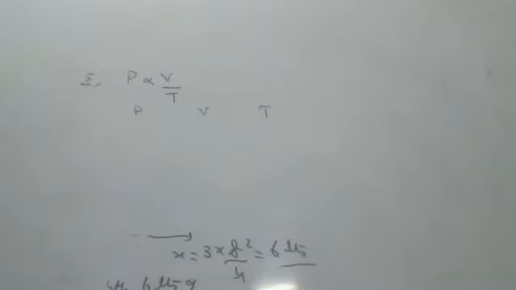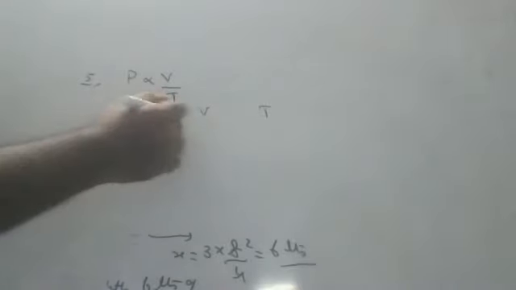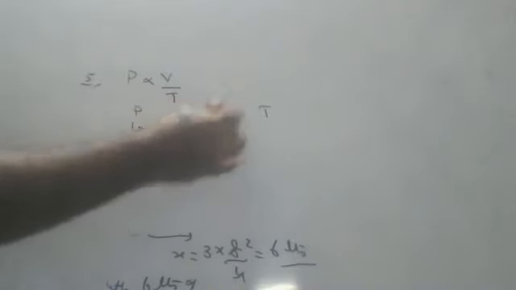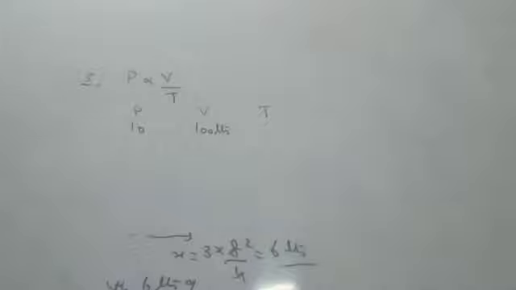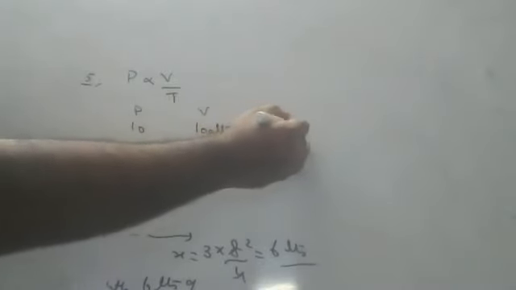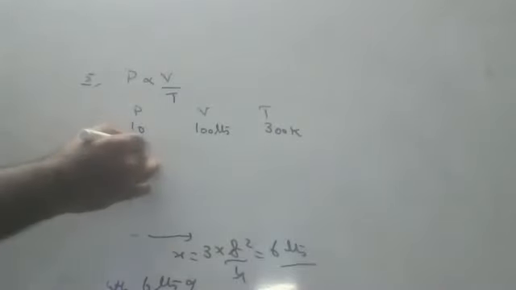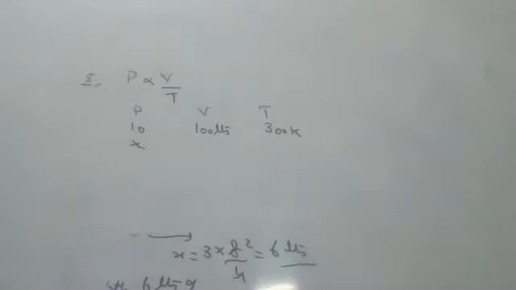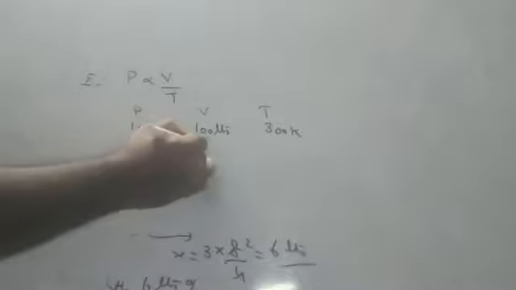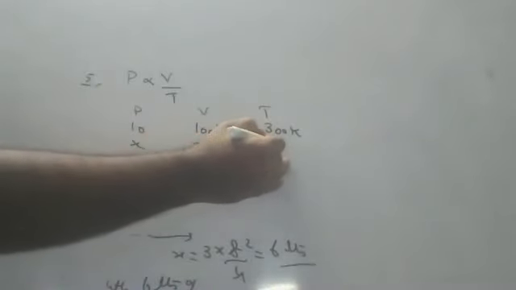If 10 atmospheres of pressure, a gas occupies 100 liters at 300 Kelvin temperature, then at what pressure does a gas occupy 200 liters at 400 Kelvin temperature?